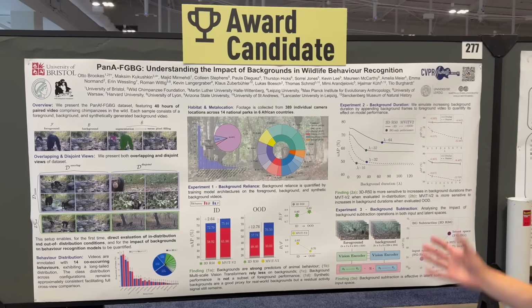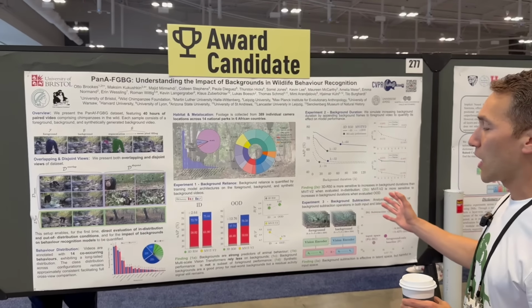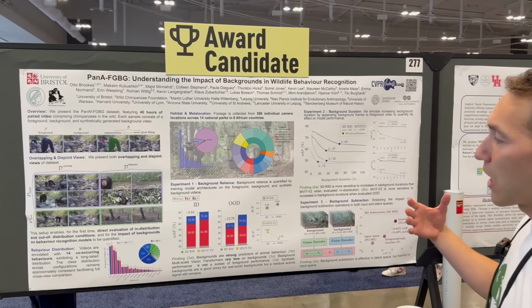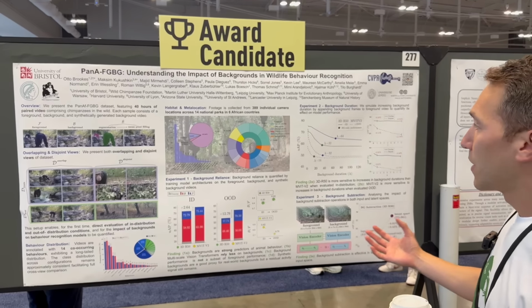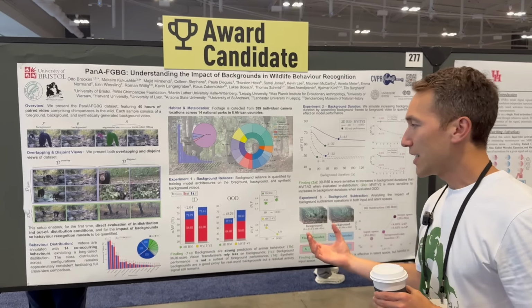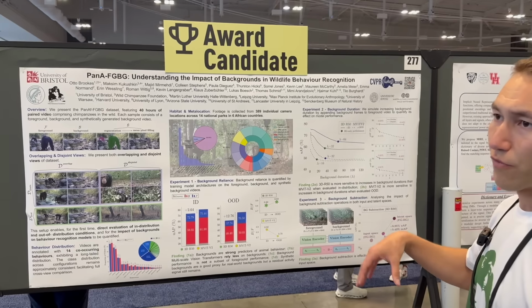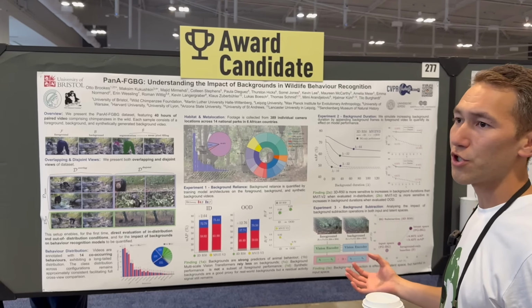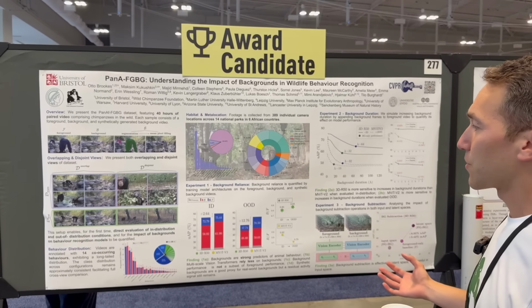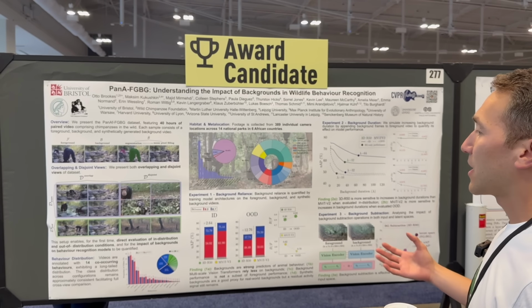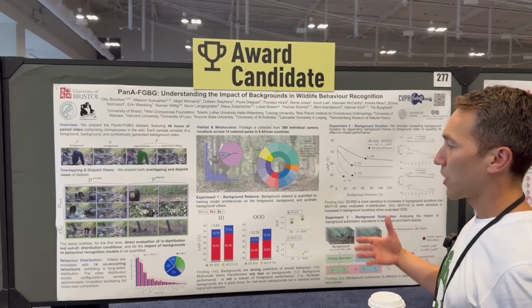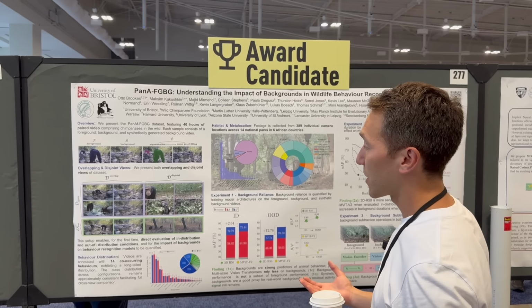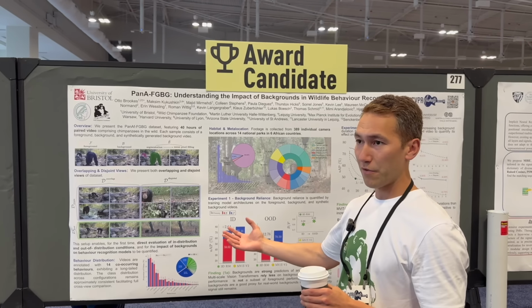Okay, so the crux of our project is that we're exploring the influence of backgrounds on out of distribution behavior recognition. So often what you'll find is that when train and test videos are drawn from the same distribution, models perform pretty well. But as soon as you move into an out of distribution setting, model performance collapses, right? And we find that a lot of the information that's actually learned by these models, and which allows them to perform well in an in-distribution setting, is they can learn background features, right?